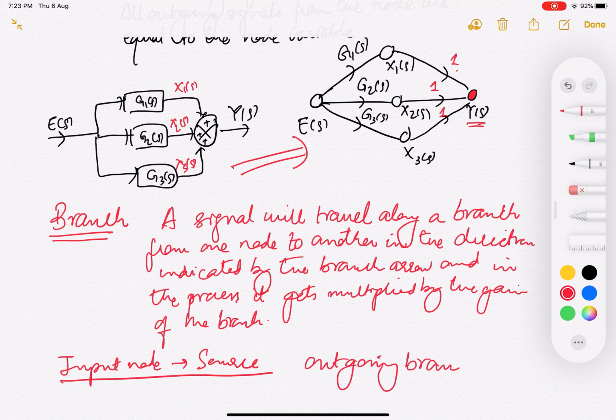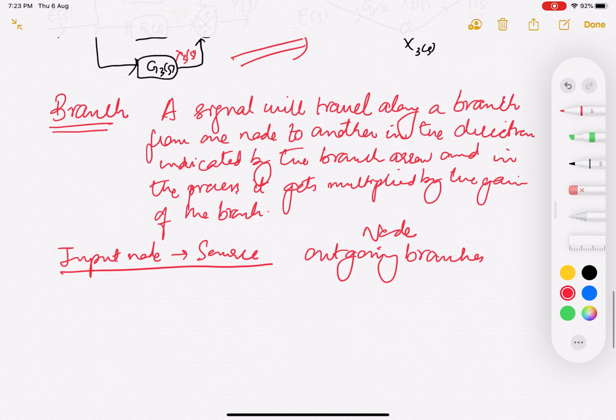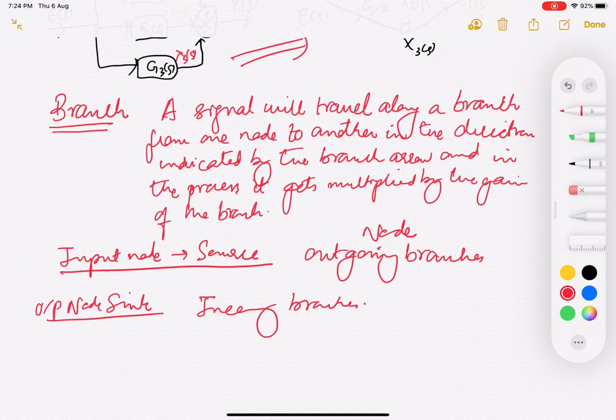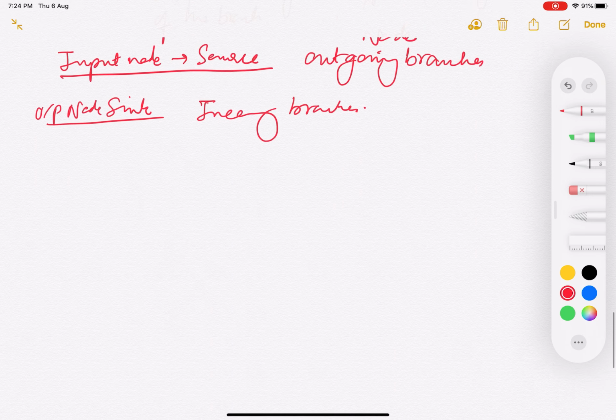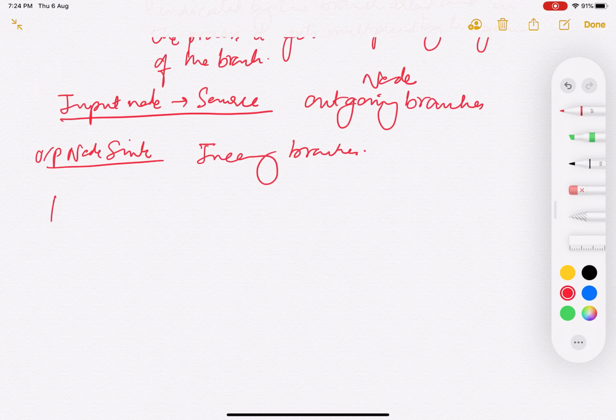So a node with only outgoing branches is a source. In a similar way, you can define something called a sink, or your output node, which has only incoming branches. Then you define a path. We need these definitions because we'll require them to find the formula for simplifying a signal flow graph.